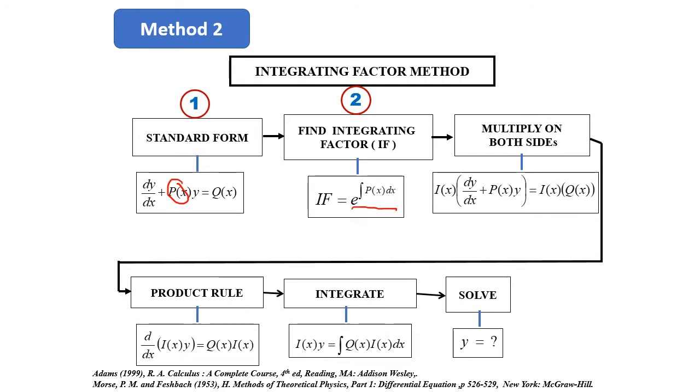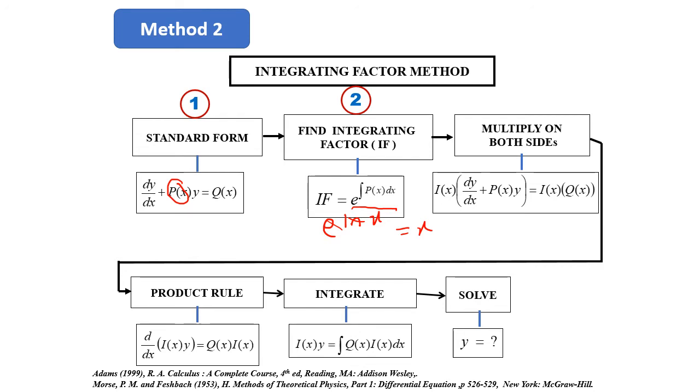But in most cases, the answer will be in terms of ln. So if the answer is in terms of ln, let's say e to the power of ln x, we'll cancel out e and ln, and the answer will be x only. Okay, so we'll discuss this in detail when we discuss the example later on.